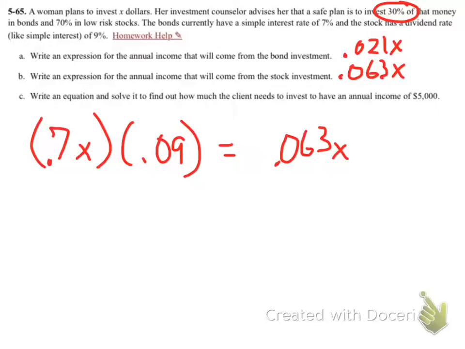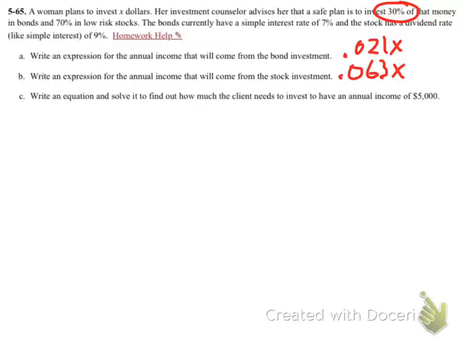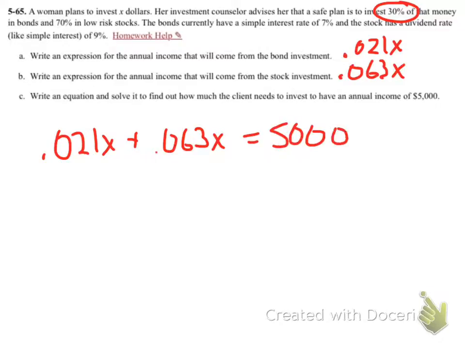So now problem C, I'm using both of these pieces of information. So now the question is saying, if I want to make an annual income of $5,000, how much does the client need to put in initially? So we know that 0.021x plus 0.063x, that's the two amounts from the different investments. We want that to equal $5,000. There's my equation. Combining like terms on the left, I get 0.084x equals 5,000.